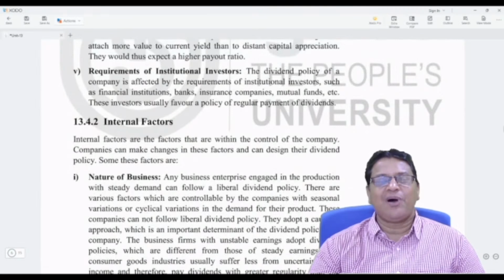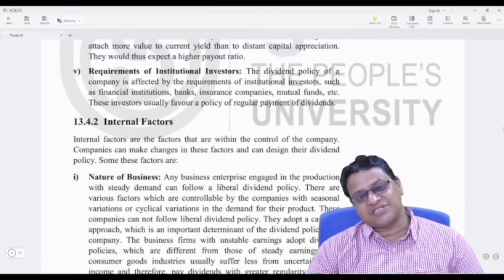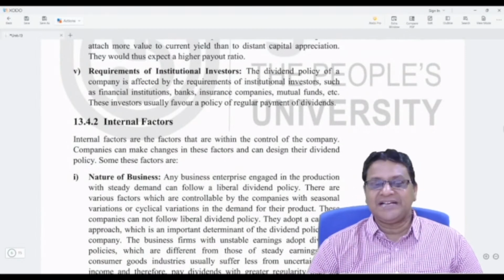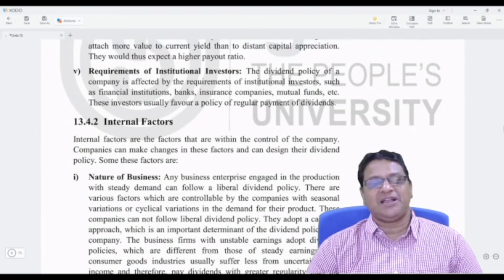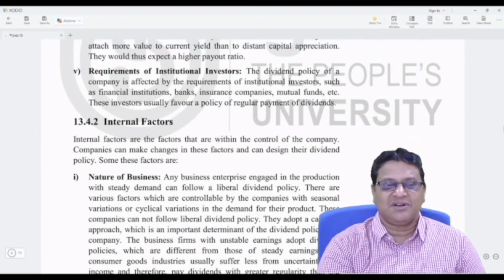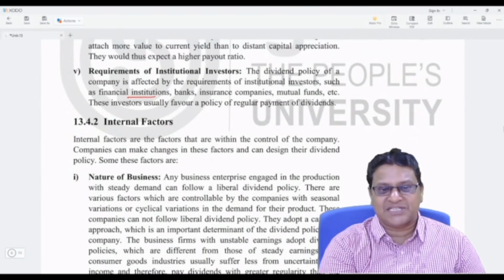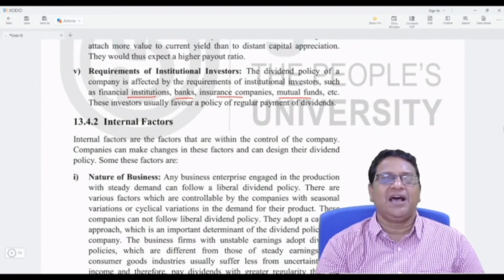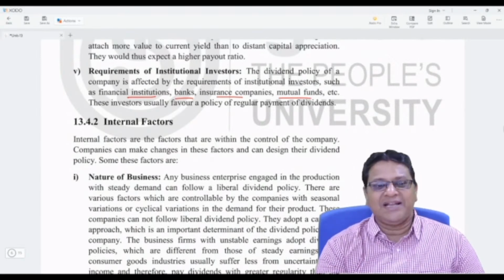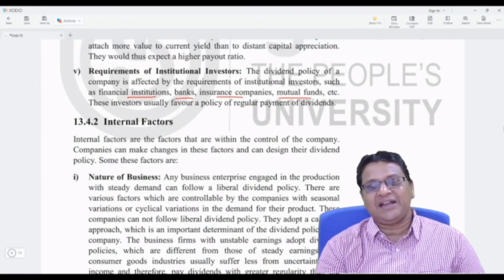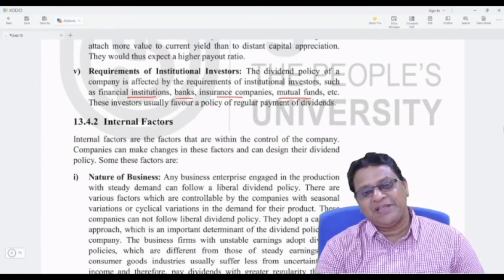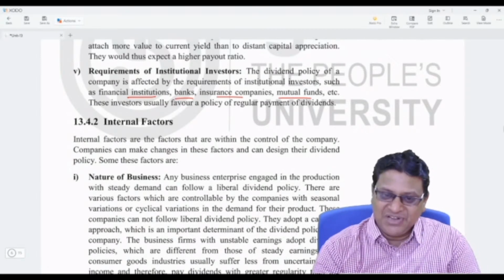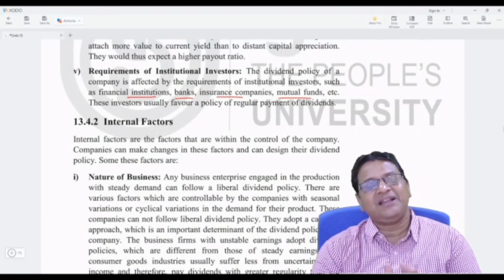Next one is requirement of institutional investors. In a company, there are different categories of investors. There are retail investors, there are institutional investors. Who are the institutional investors? Institutional investors are financial institutions, banks, insurance companies, mutual fund companies. While designing dividend policy, their requirement must be considered. So we have to consider both the requirement of retail investors as well as institutional investors.